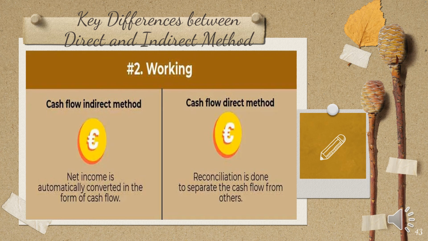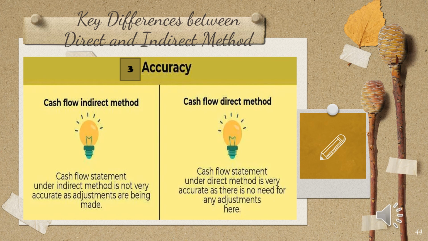Second is how they work. In the indirect method, net income is automatically converted in the form of cash flow, while in the direct method, reconciliation is done to separate the cash flow from the others. Last is about their accuracy. Indirect method is not very accurate as adjustments are being made, while direct method is very accurate as there is no need for any adjustments.